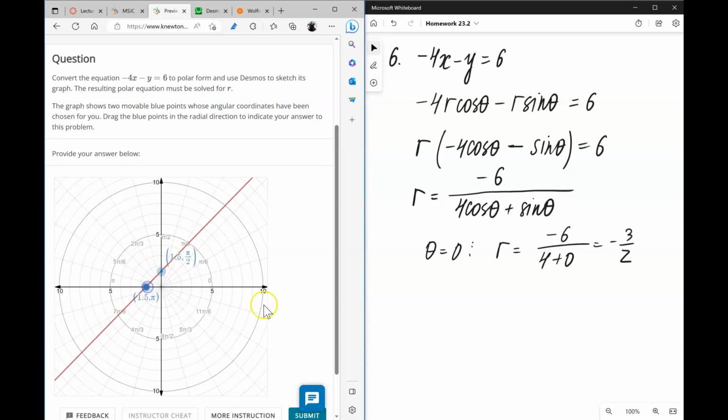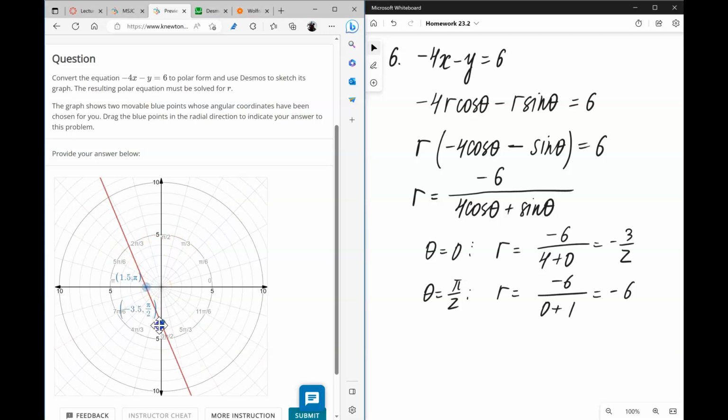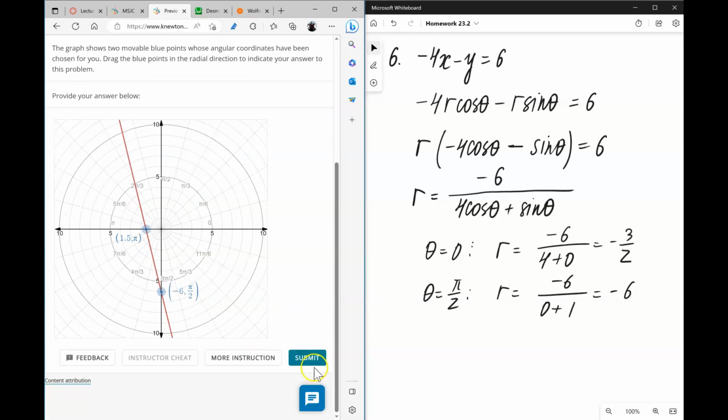It's right here. And let's also plug in theta pi over 2. So then r will be equal to 0 plus 1, so it's -6. So at pi over 2 is -6, so we're gonna go right here. So this is the line.